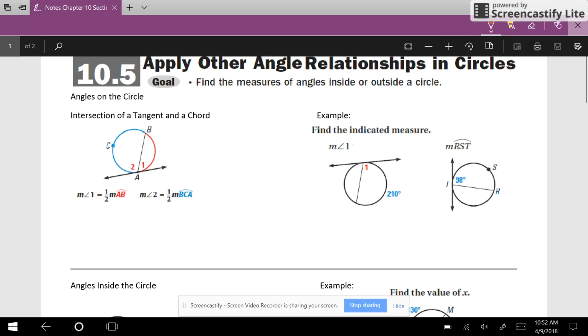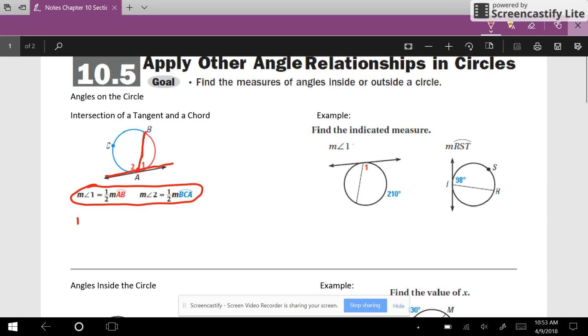right here and a chord intersecting. Where they intersect, two angles are formed, angle 1 and angle 2. And angle 1, you'll notice its arc right here is in red, arc AB. Angle 2 has an arc in blue here, arc ACB. In each case, the angle is half of the arc. So the angle is the smaller one.